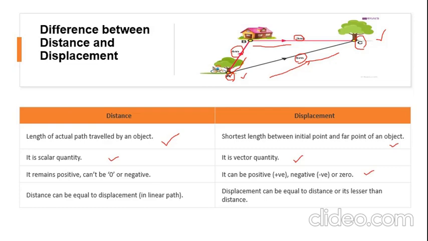And the fourth point: distance can be equal to displacement when the object takes a straight path. Only in this condition will distance be equivalent to displacement, not in other motions. Displacement can be equal to distance or less than the distance. So displacement can be equal to distance or sometimes it may be less than the distance value. This is your example for this criterion.